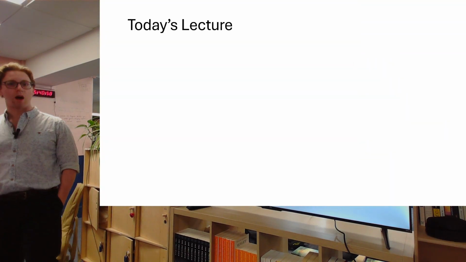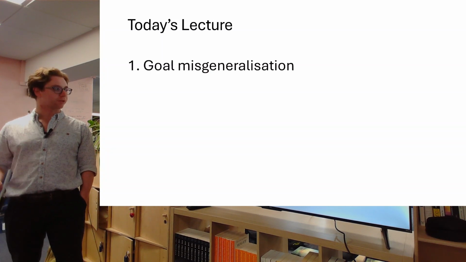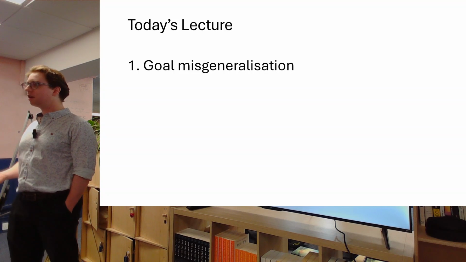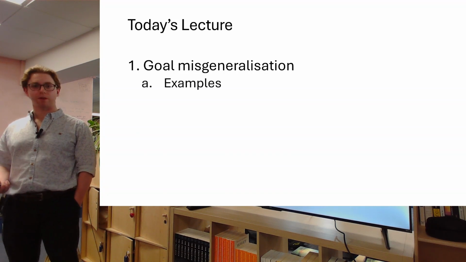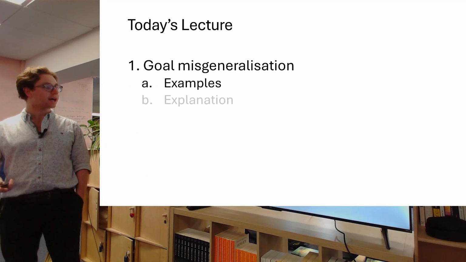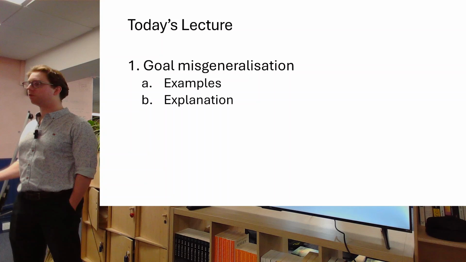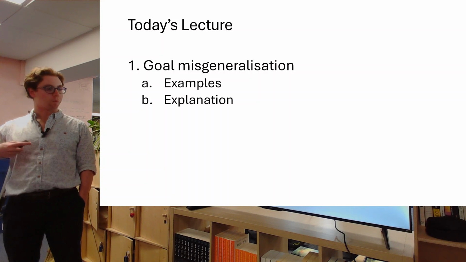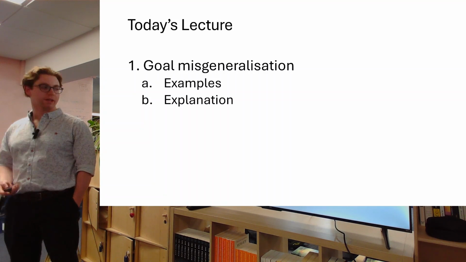It's a very simple structure for today's lecture. We're going to start by going through what goal misgeneralization is. And once I've explained the basic idea, we're going to cover examples of goal misgeneralization. And then following that, an explanation for why goal misgeneralization occurs. So we're going to go into the details of what mechanisms make this happen, what it is about, what it isn't about, and stuff like that.